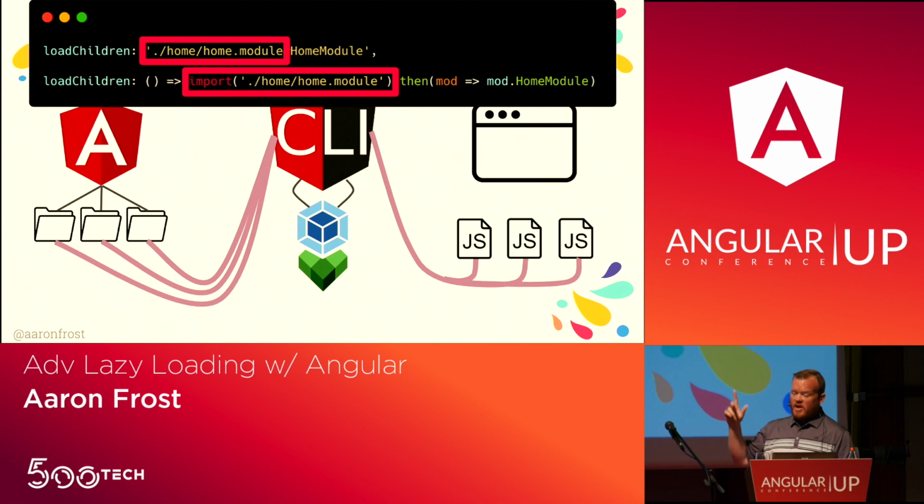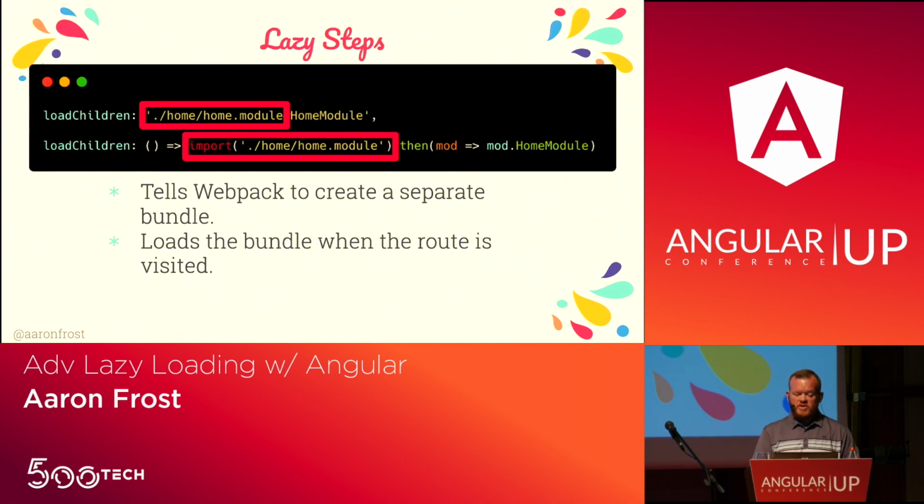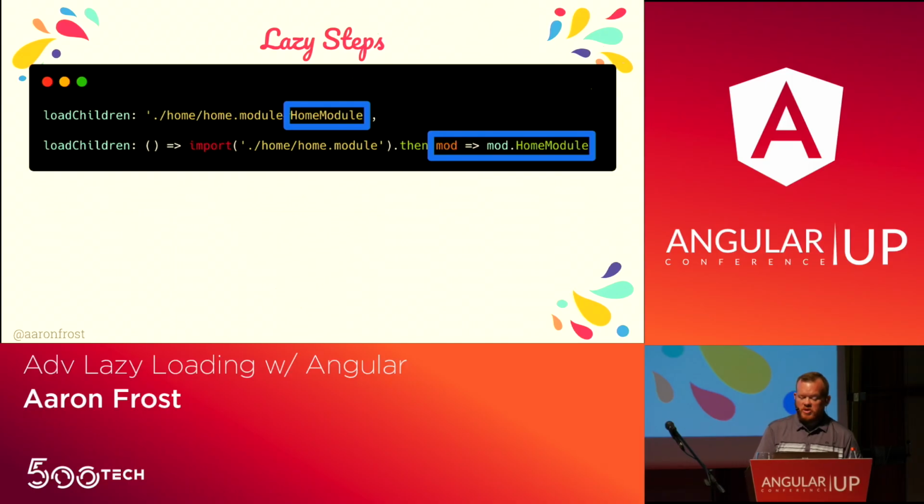So that process I just covered is just the first part of that lazy loading string, or this new lazy loading import syntax. It tells Webpack to create a separate bundle, and then it loads the bundle when that route is visited, right? Those are the two main pieces that the first piece is doing. But there's still a second piece, and what does this do? Let me talk about what this does.